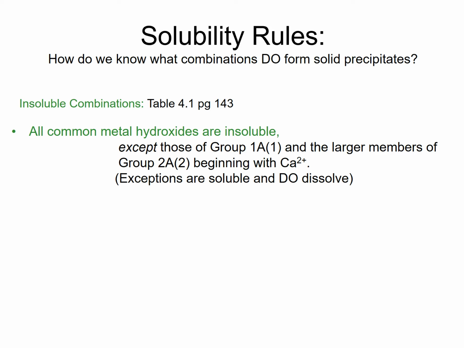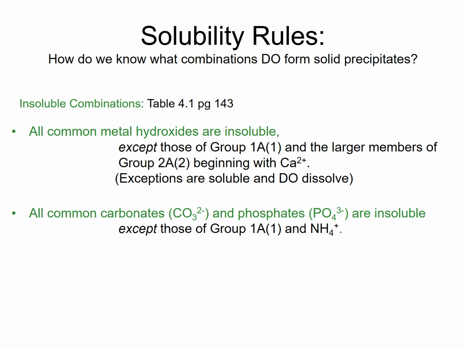But there are these pesky exceptions. If instead of a copper, let's say that we had a member from group 1A, the group 1A elements and the larger members of group 2A are exceptions to this rule. So take sodium, for example. If we take sodium from group 1A and pair it with hydroxide, normally it would be insoluble, but because it's an exception, the sodium hydroxide is soluble and will dissolve in water.